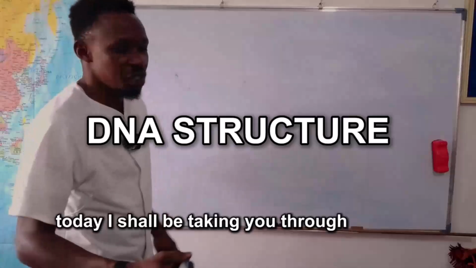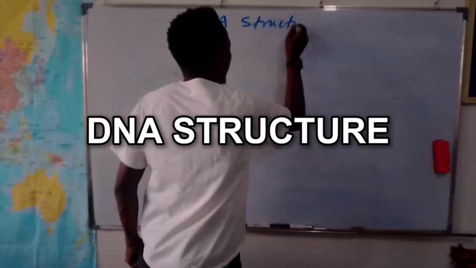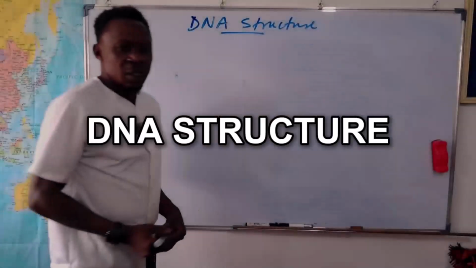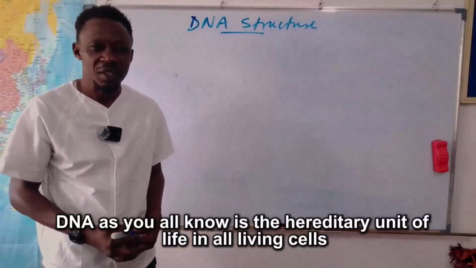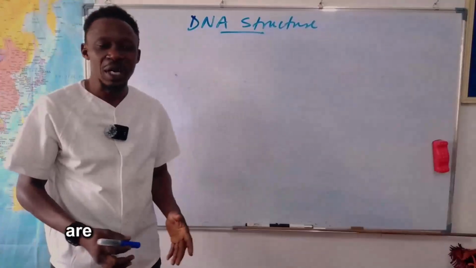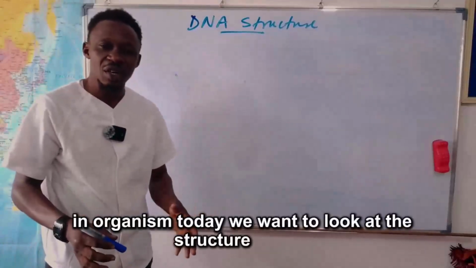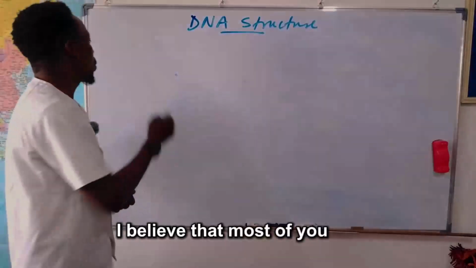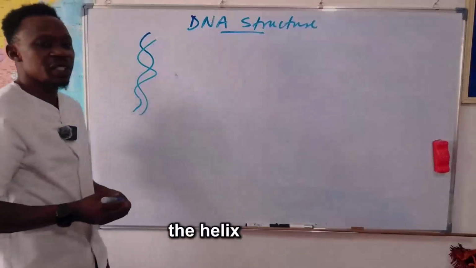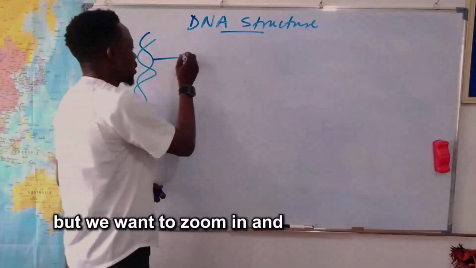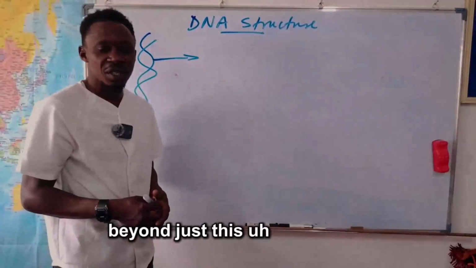Today I shall be taking you through the structure of DNA. DNA, as you all know, is the hereditary unit of life in all living cells. DNA is the basis for which traits are passed from one generation to another in organisms. Today we want to look at the structure of DNA. I believe that most of you are familiar with seeing a shape like this for the chromosome, the helix structure. But we want to zoom in and take a closer look at the structure of DNA beyond just this arrangement.